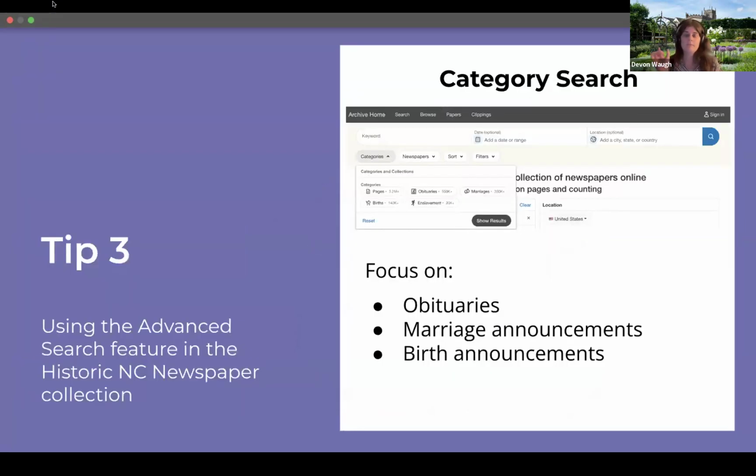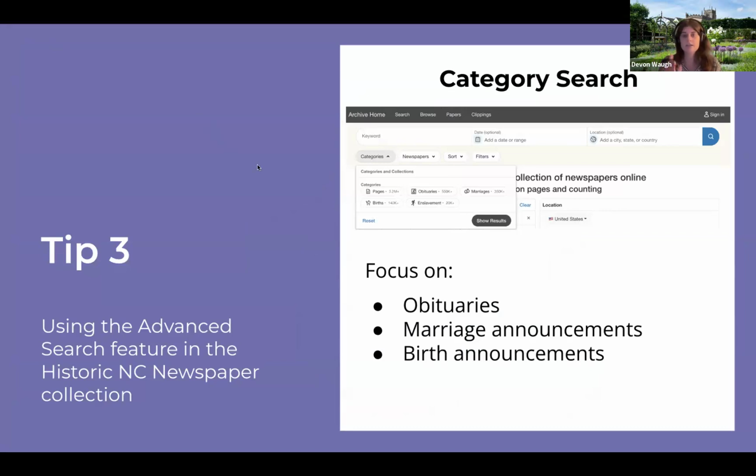Another thing that they've added in the advanced search is categories and collections. So then you can actually just select obituaries, marriage announcements, birth announcements in this collection, and use that filter if you want.